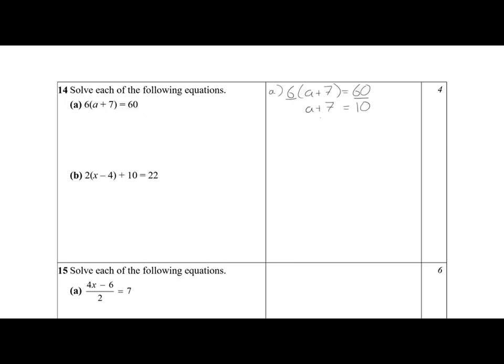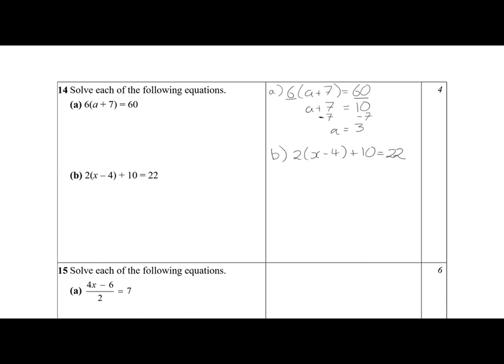So we know what a plus 7 is equal to. So to find what just a is, we need to do the opposite to adding 7, which is subtracting 7. We do it to both sides. So we're just left with an a, and 10 minus 7 is 3. B, 2 lots of x minus 4 plus 10 is equal to 22.